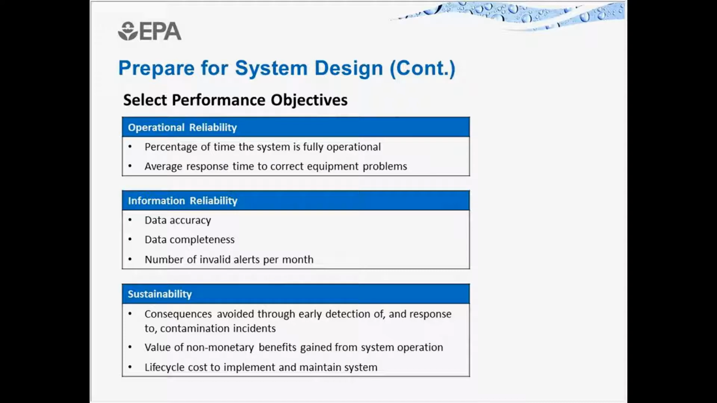The second preparation step that can be helpful before design is to select performance objectives. Performance objectives are measurable indicators of how well a monitoring system achieves a utility's selected design goals. Shown on this screen are a few general examples, which include operational reliability, information reliability, and sustainability. And again, some more detailed examples are shown underneath each general heading shown on this screen.